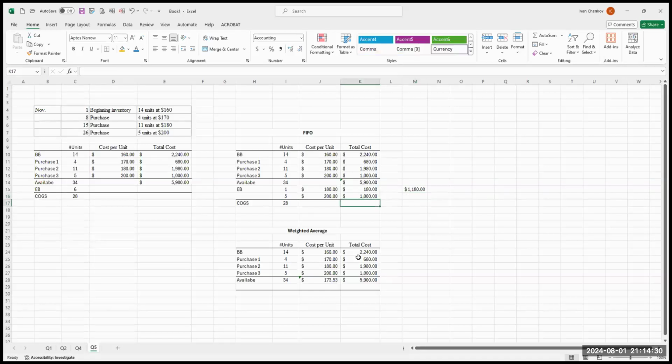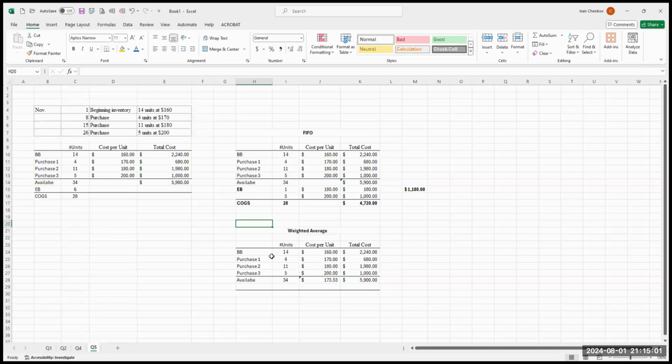Where is our cost of goods sold? Well, the difference: 5,800 available minus 1,180. Our cost of goods sold is $4,720. And that's where we are. Our ending balance is $1,180.